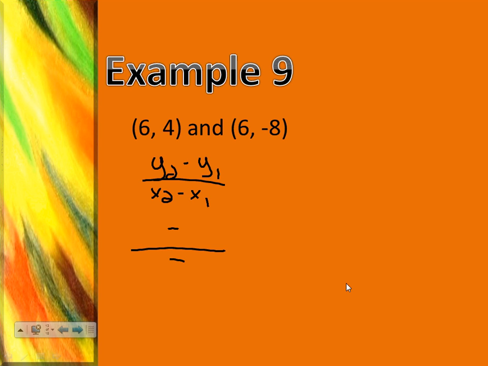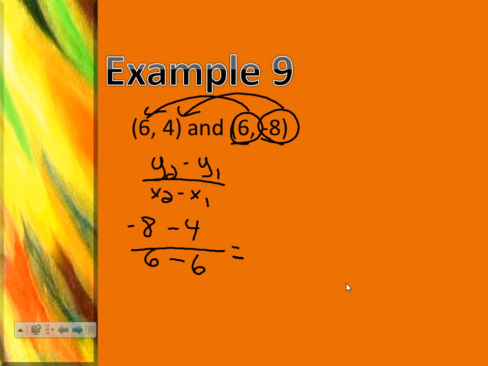What do you think, Jonathan? Tell me what to plug in. -8 minus 4. How many are circling and drawing lines with me? I recommend you do it. 6 minus 6. Very good. So -8 minus 4 is -12. If you did the other point, you would have gotten +12. Does that make sense?